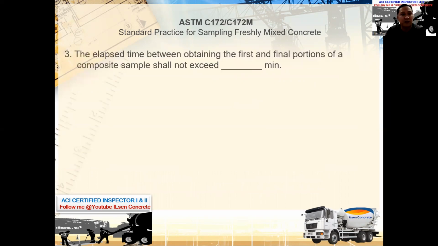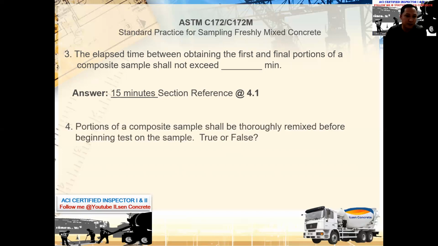Question number 3: the elapsed time between obtaining the first and final portion of the composite sample shall not exceed, so we need a maximum time. What is the answer? It's 15 minutes, section reference 4.1. Next, number 4: portions of the composite sample shall be thoroughly remixed before beginning a test of the sample. True or false? What do you think, guys? It's true, based on section reference 4.1, 4.1.1.